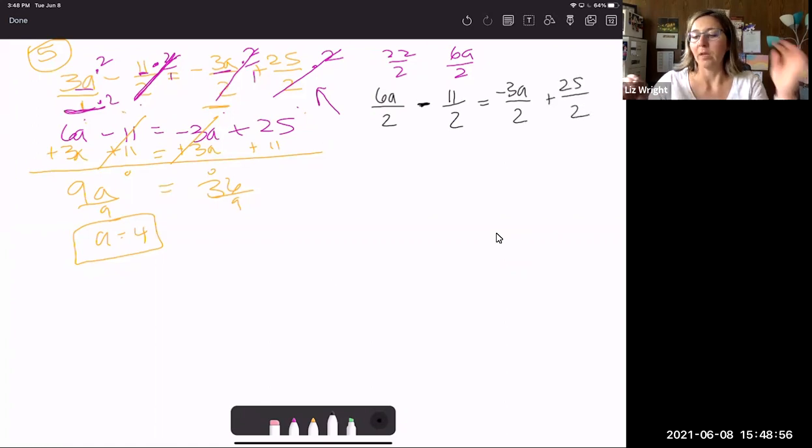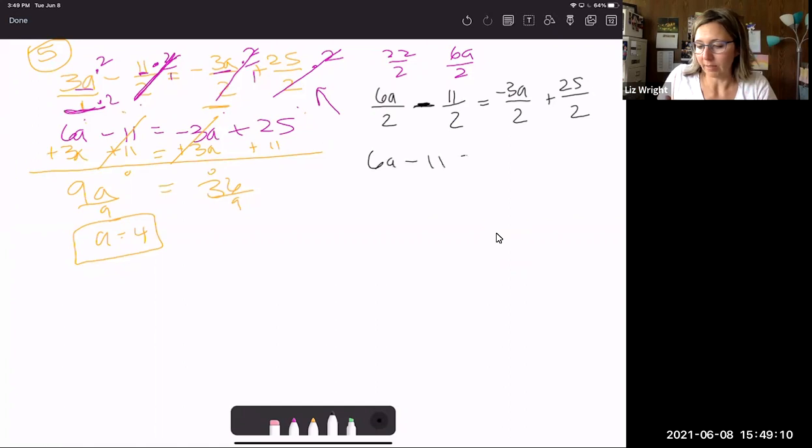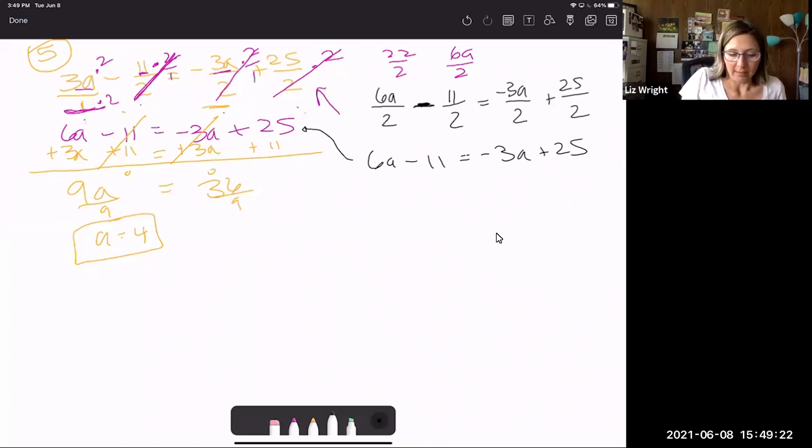Another pretty easy way to do it is, once you have common denominators across all your terms, you can essentially just look at the numerators and solve. You can go, okay, so that's going to be 6a minus 11 equals negative 3a plus 25. And if you want to do it that way, that's cool too. And you're right at the same step as we are right here. So that's your choice. Okay, let's look at number 6.